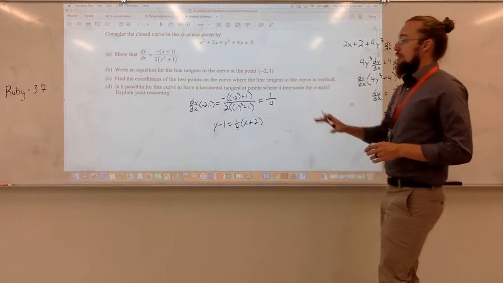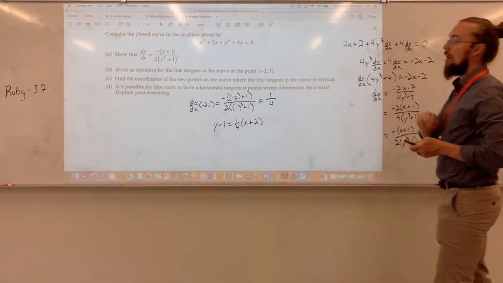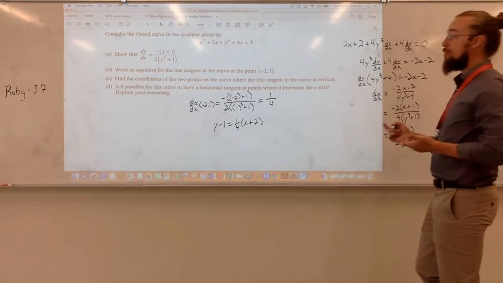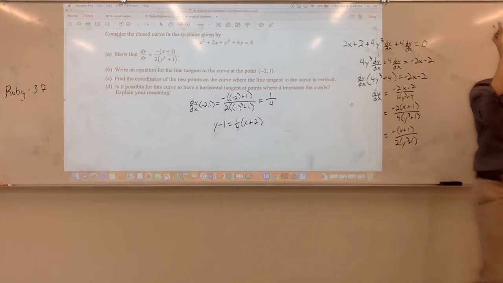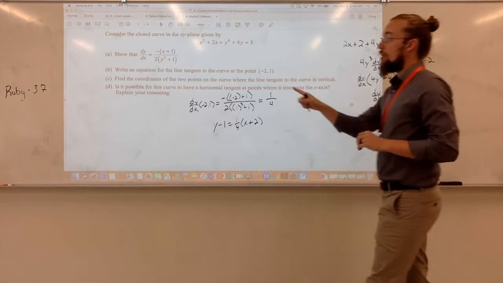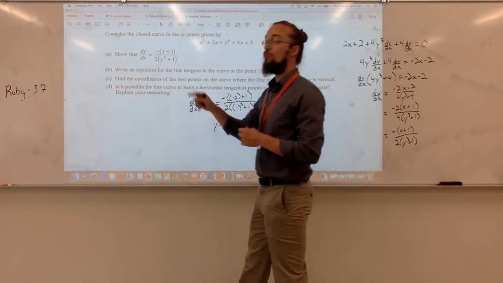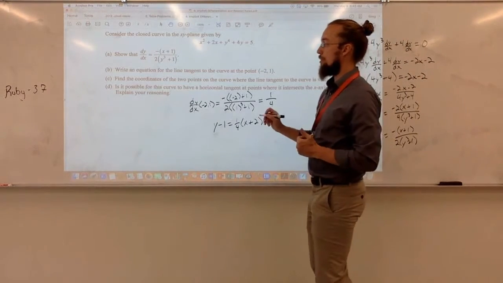All right. Then C, find the coordinates of the 2 points on the curve where the line tangent to the curve is vertical. So I want to find places where the slope is undefined. If the tangent line is vertical, that means the slope is undefined. So if I'm looking at my dy/dx, the slope would be undefined wherever the denominator of the derivative is equal to 0.